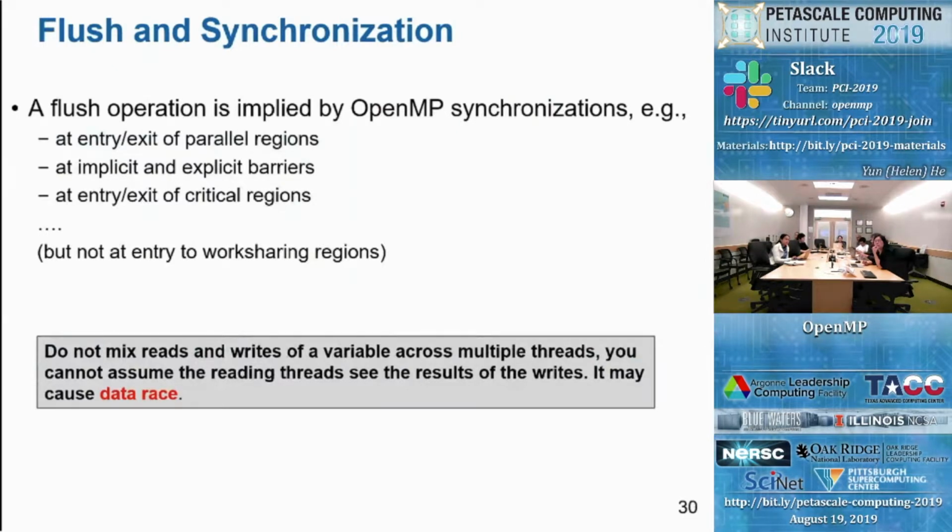Flush, I just want to mention here. At entry and exit of parallel regions, entry and exit of critical regions, and implicit and explicit barriers, things are flushed. If you do your own flush, you would say, I want to flush this variable, that variable, it's hard to do, and you may miss something. But those implicit barriers are done for you. You don't have to worry about it. After that, your data is consistent at this point. Otherwise, if you write to it at the same time, it's a condition called a data race. Data race is the hardest problem to debug in OpenMP. Next slide, please.